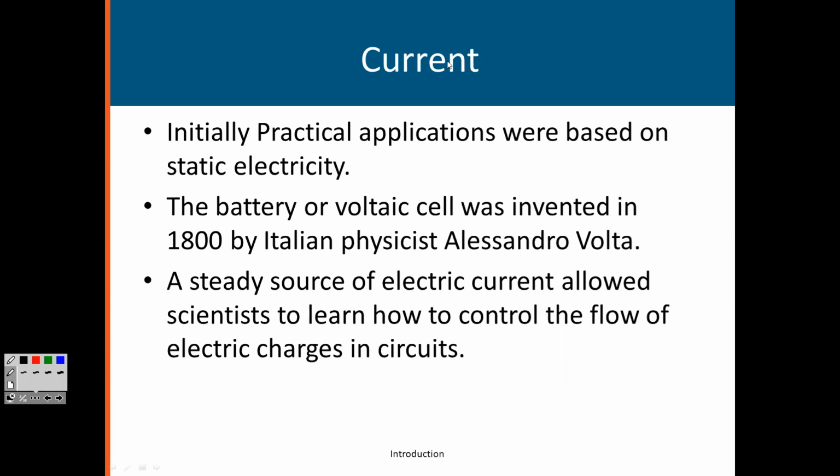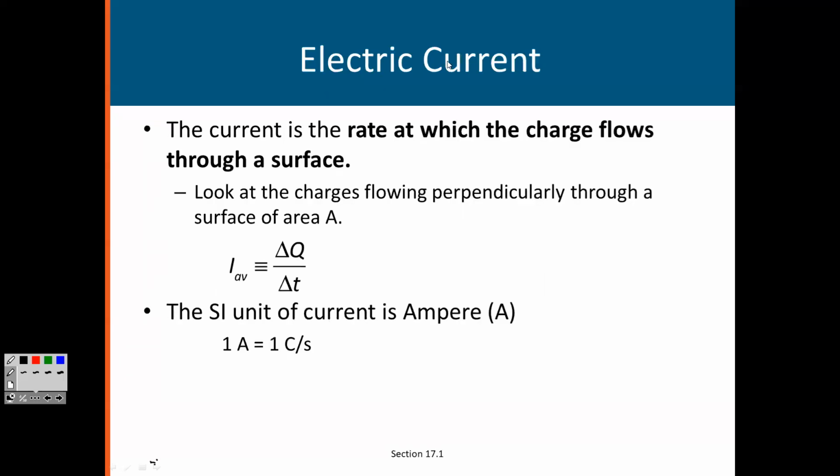Now we didn't come to any equations or formulas yet. We are talking about how the current came into being. Initially, we didn't have moving charges. Then after the invention of the battery, we were able to make the charges move in a circuit. That started the electricity revolution. A steady source of electric current allowed scientists to learn how to control the flow of electric charges in circuits.